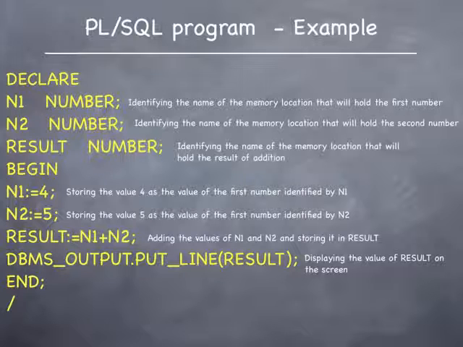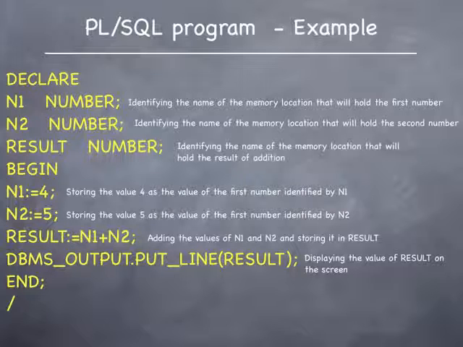The program begins with the word declare. It is under the declare that you identify any variables that you need in the program. The program declares three variables. As we are adding two numbers and storing the result in a third variable, three variables called N1, N2 and result are declared. The data type for each variable has also been identified as number type. So under the declaration section, I have N1 number, semicolon, N2 number, semicolon, result number, semicolon.